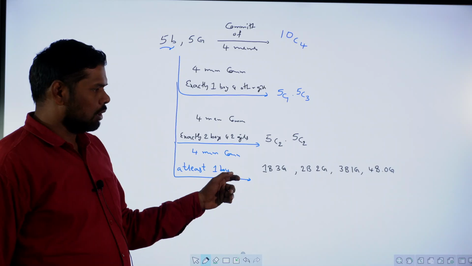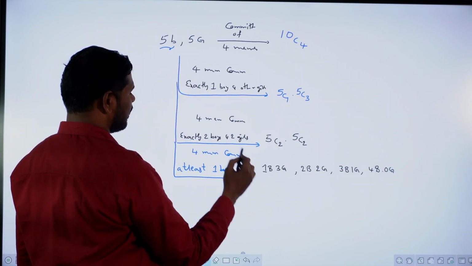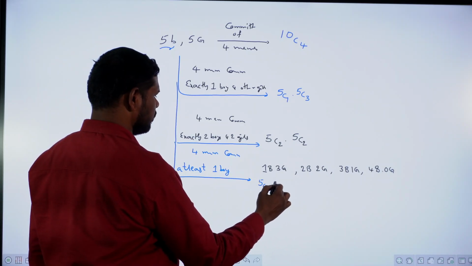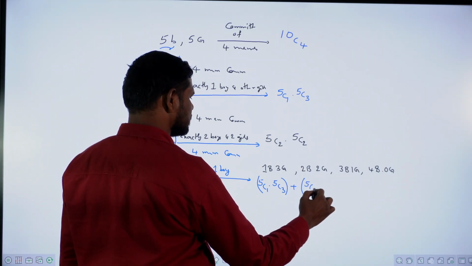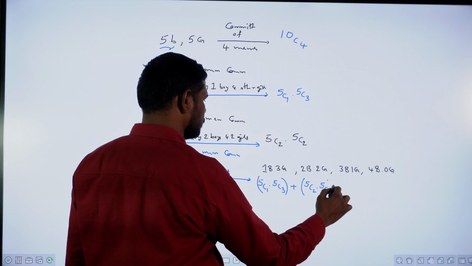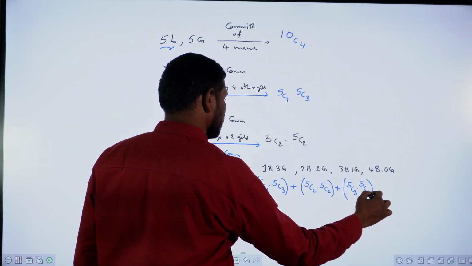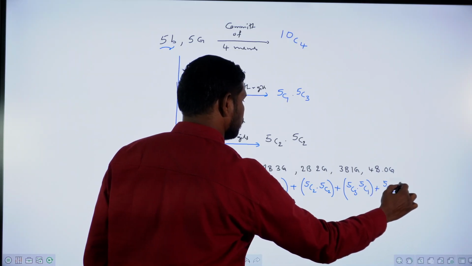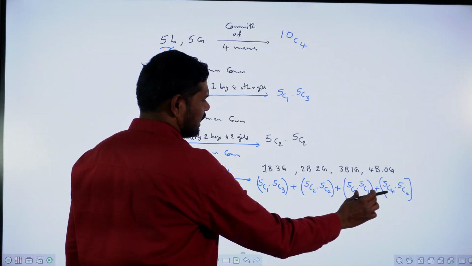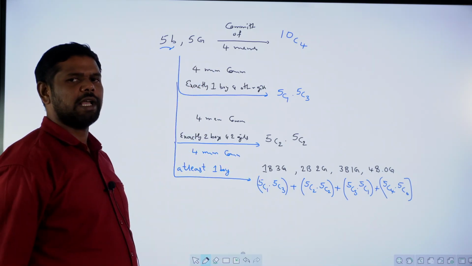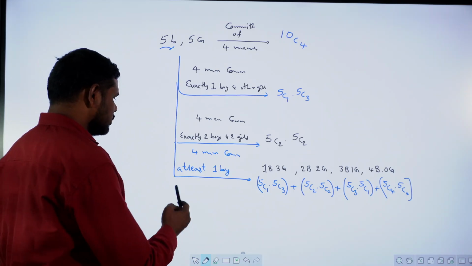So suppose here 1 boy and 3 girls: how can we choose that 1 boy from 5? 5C1 into 5C3. Plus 2 boys and 2 girls out of 5, 5C2 into 5C2, plus 3 boys out of 5, 5C3 into 5C1, plus here 5C4 into 5C0. Now, after finding each and every calculation, you need to add and you will get that exact value. This is the case. Right? So like this you need to analyze.